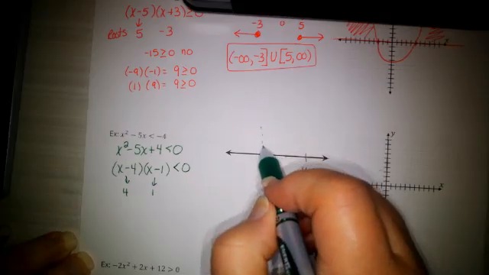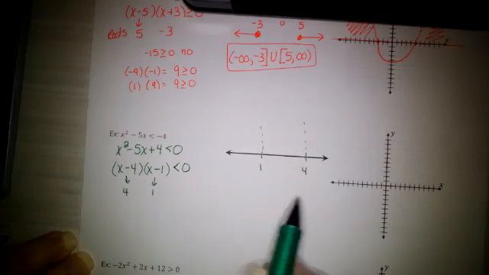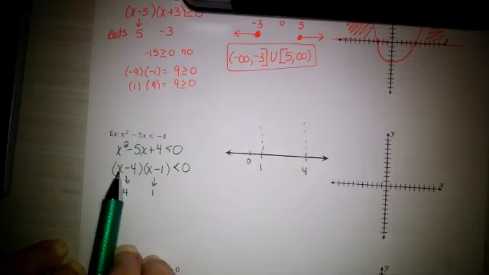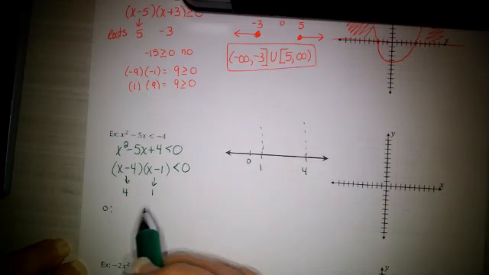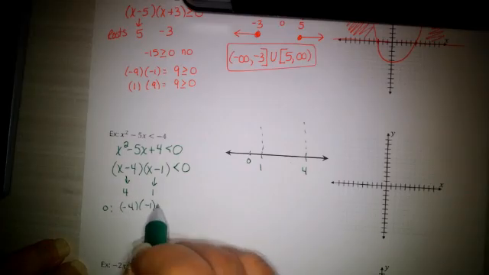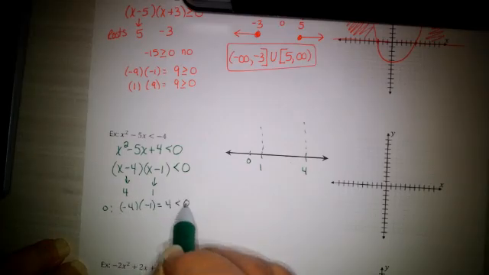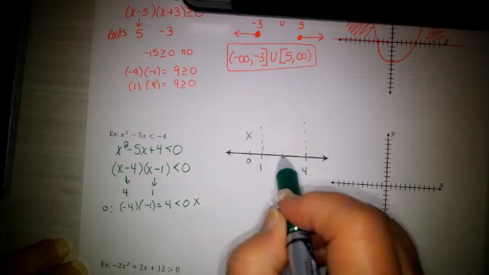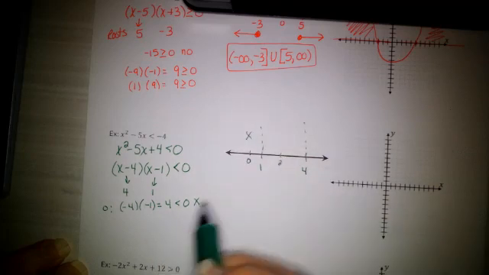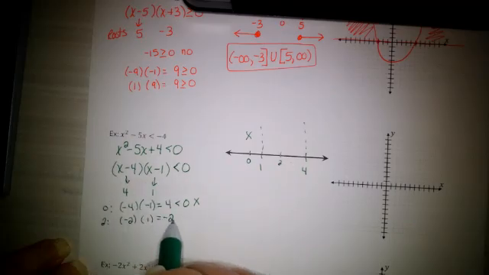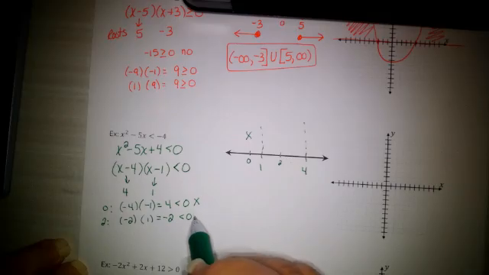Now remember, we can check a coordinate from each section. So I'm going to try 0. If I put 0 in here, 0 minus 4 times 0 minus 1 is 4. Is 4 less than 0? No, that didn't work. Let's try maybe 2. 2 minus 4 times 2 minus 1 is negative 2. Is that less than 0?